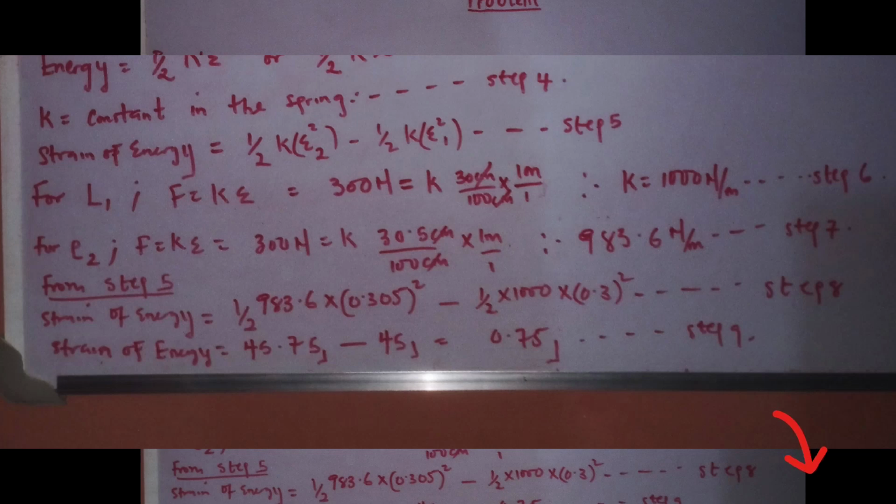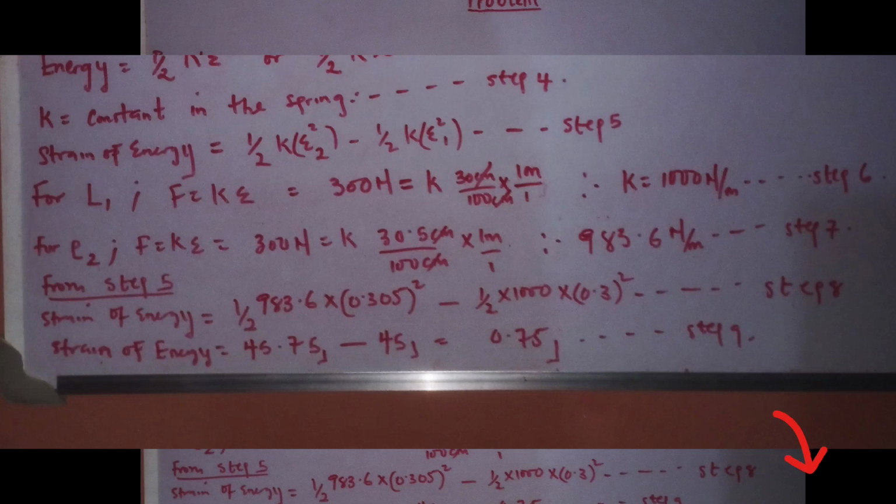We have our force, which is always 300 Newton. Then we have our K, which is unknown. Our e for length 1 is 30 centimeter. So you convert 30 centimeter to meter: you divide by 100 and multiply by 1 meter. Centimeter cancels centimeter, and it's going to leave us meter. So 30 divided by 100 is 0.3. If you make K the subject of the formula, in step 6, 300 Newton divided by 0.3 is going to give us 1000 Newton per meter, which is the value for K.